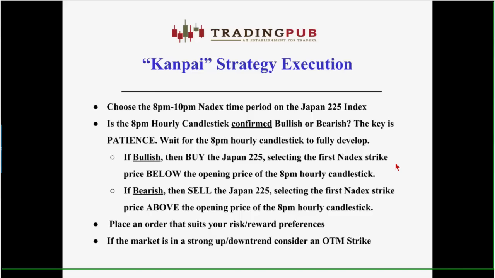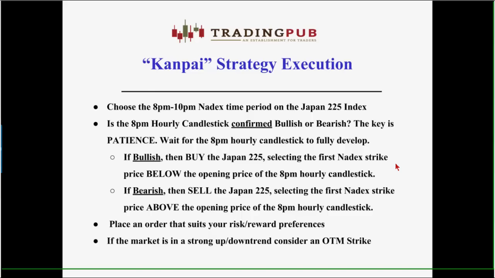Once you're convinced that the 8 p.m. hourly candlestick is bullish, then you want to buy the Japan 225, selecting the first Nadex strike price below the opening price of the candlestick. So you want to buy from below the developed candle. If it's bearish, you want to sell from above that hourly candle. And then place an order, a working order, that suits your risk-reward preferences.